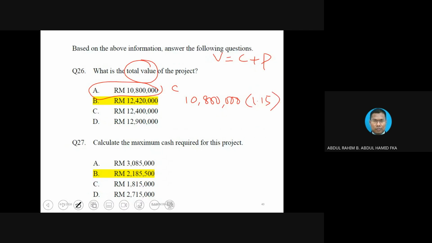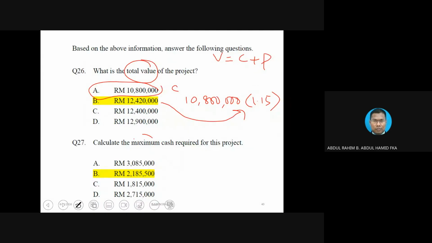1.15. And of course, you are going to get this amount. Easy. Okay? Because you know that the profit, the value should be more than the cost. The amount should be bigger. Okay? That is the way.